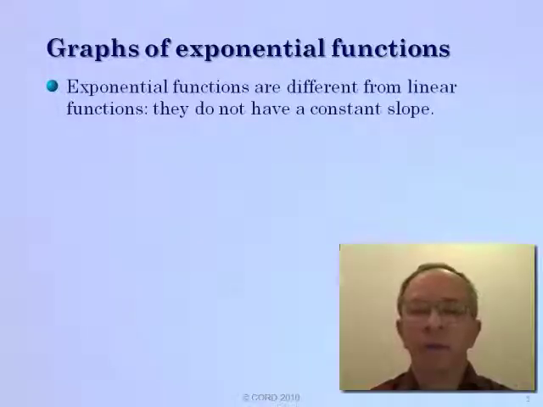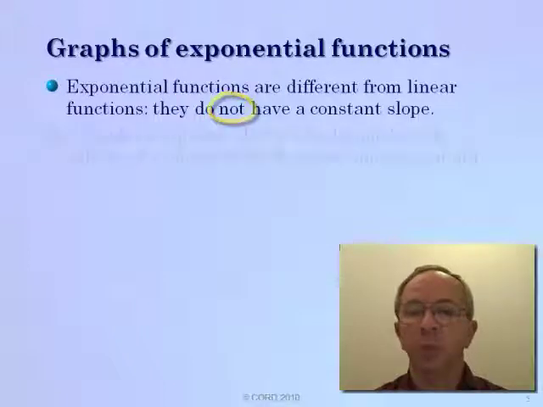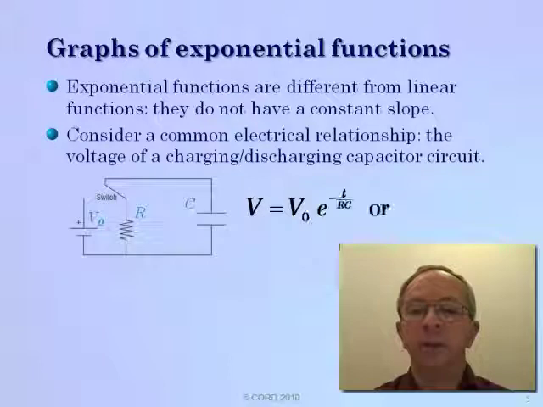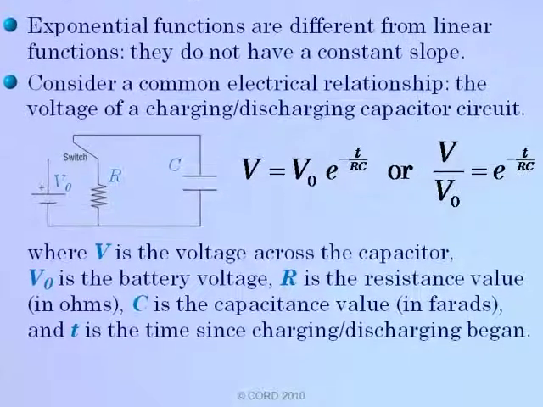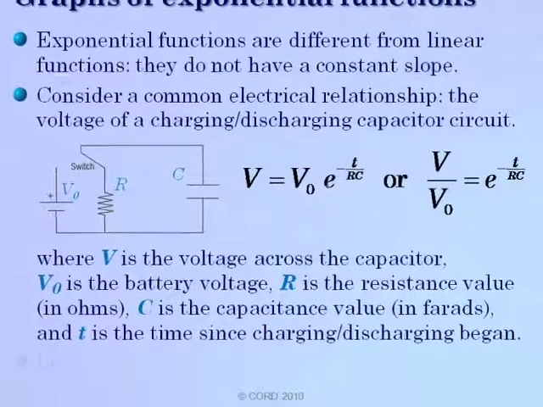When we graph exponential functions, they are different from linear functions. They don't have a constant slope. Let's consider a common electrical relationship which does have an exponential relationship. Here we have the voltage of a capacitor that is charging, or in this case, discharging through a resistor. V is the voltage across that capacitor that we're going to measure. V0 is the battery voltage that was initially used to charge that capacitor. R is the resistance in ohms. C is the capacitance value in farads. And T is the time since the charging, or in this case, discharging, began.